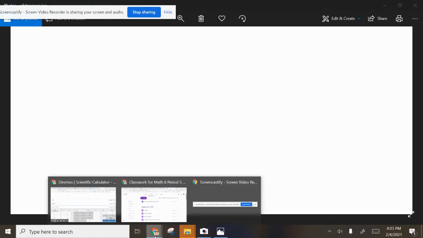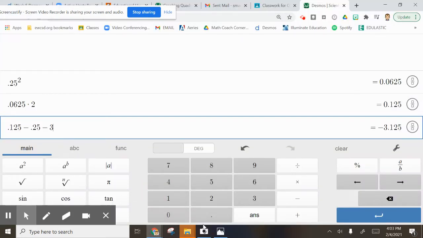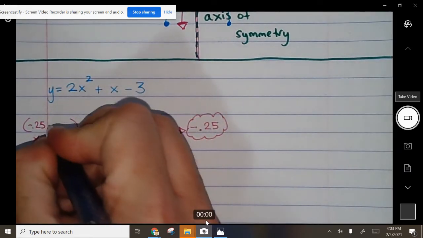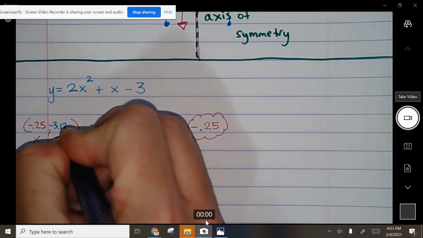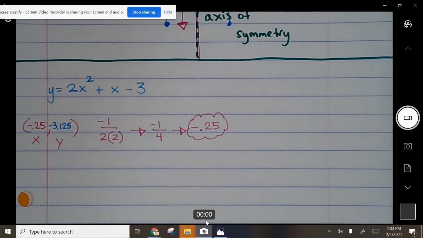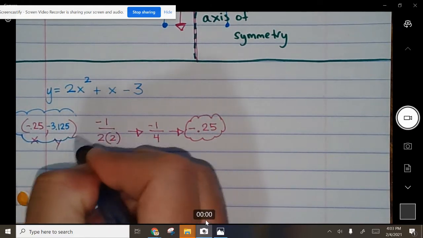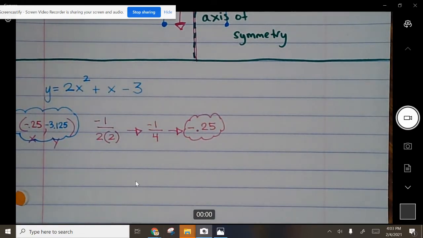Negative, what was it again? Oh, goodness. Negative 3.125. All right, now I'm going to have some fun. You guys, this is your vertex, right? So let's go ahead and handle this.